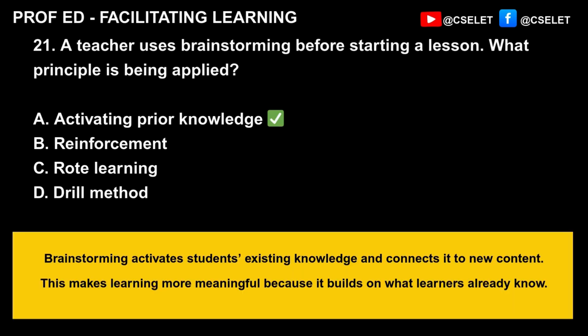The correct answer is letter A. Activating prior knowledge. Brainstorming activates students' existing knowledge and connects it to new content. This makes learning more meaningful because it builds on what learners already know.